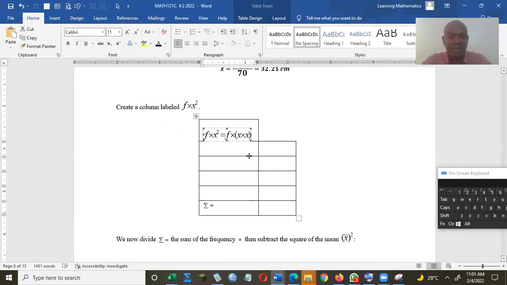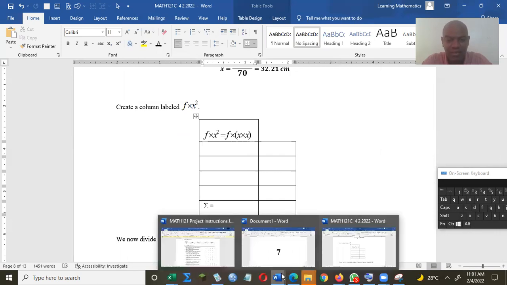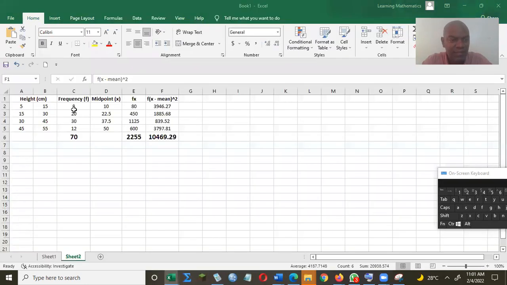All right, you can do this manually. The first f is, in our example, 8, and the first x is 10. 8 times 10 squared.